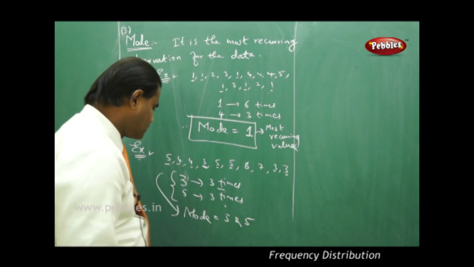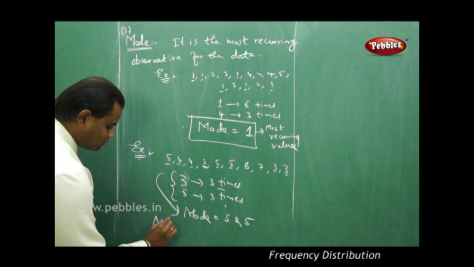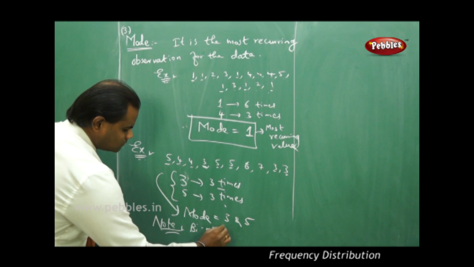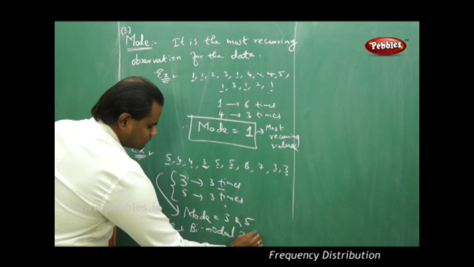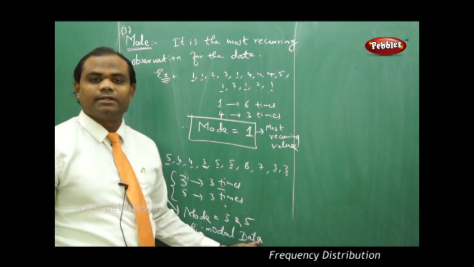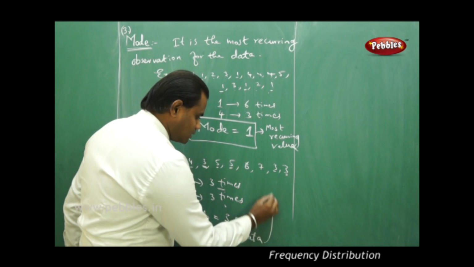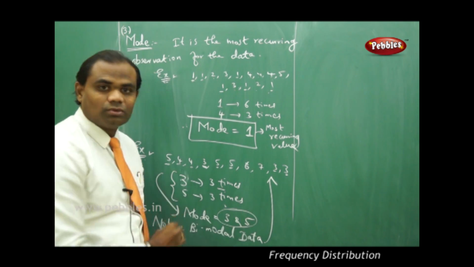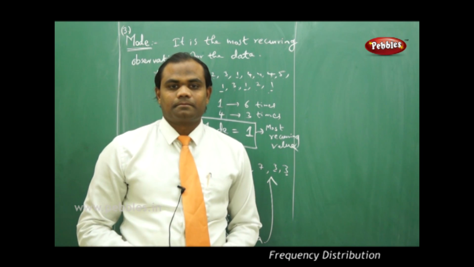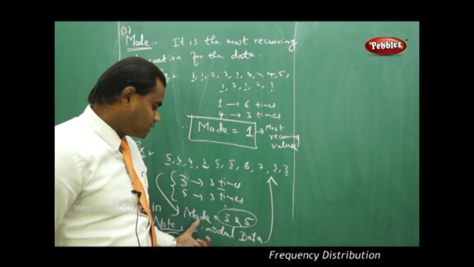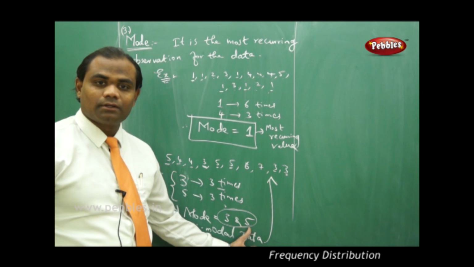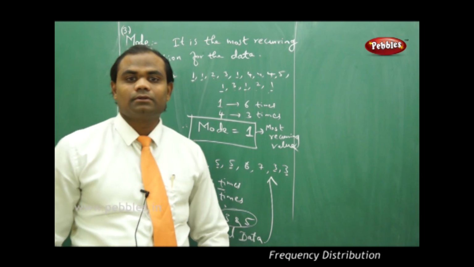And this kind of an observation is called bimodal data because it has 2 modes. So this kind of data is called bimodal data simply because it has 2 particular values, 3 and 5. It has 2 particular modes, one being 3 and one being 5, and hence it is called bimodal data.